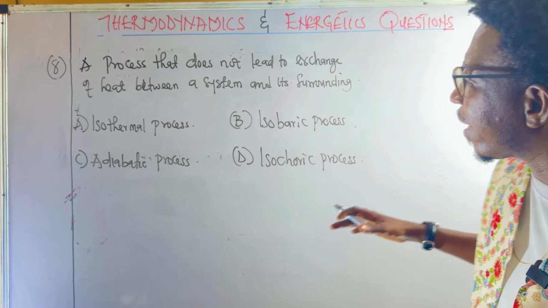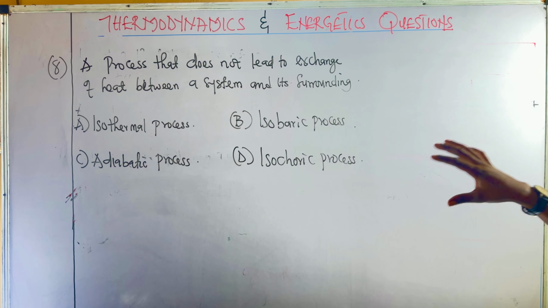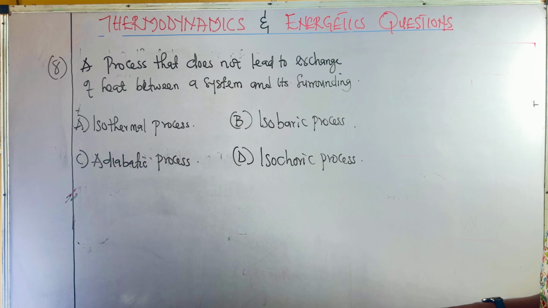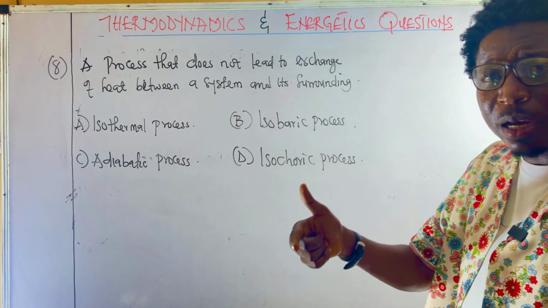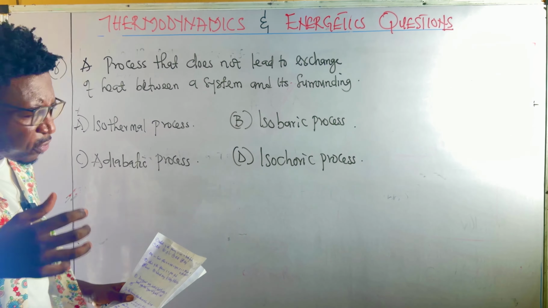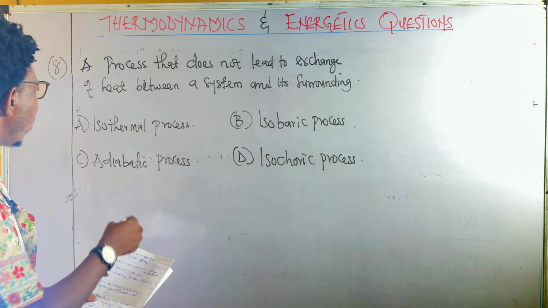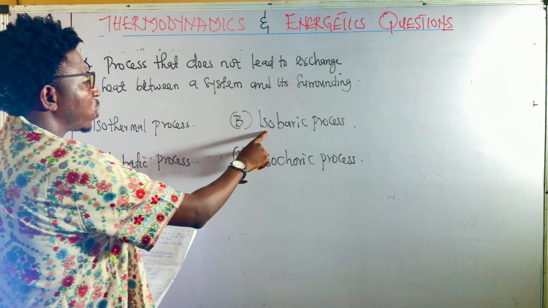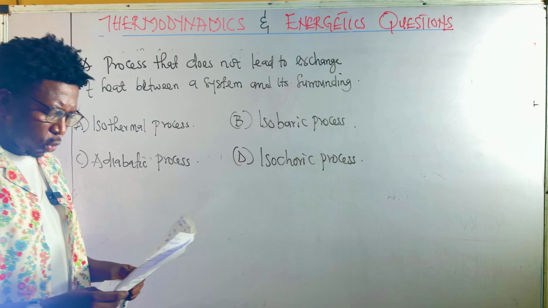These are likely questions you see under thermodynamics. You should be glad that I'm teaching you this. Now I'm going to explain these 4 processes that occur in a system. Remember, we have 3 major types of system: the open system, the closed system, and the isolated system. However, there are 4 types of processes that occur in a system. One is isothermal, the other is isobaric, the other is adiabatic, then the last one is isochoric.